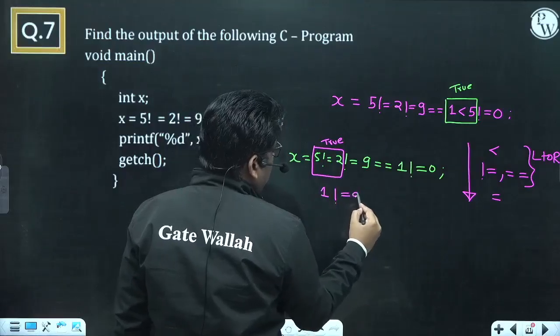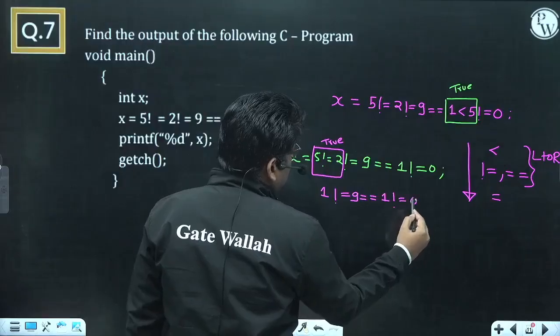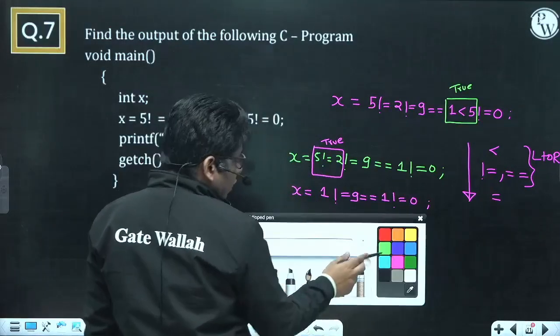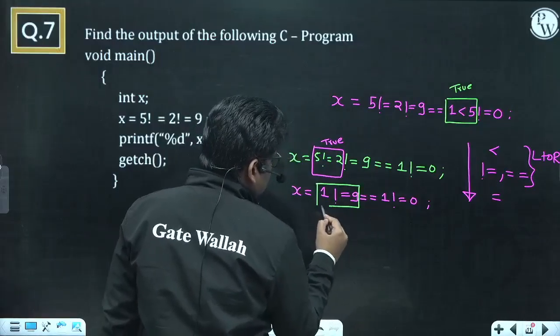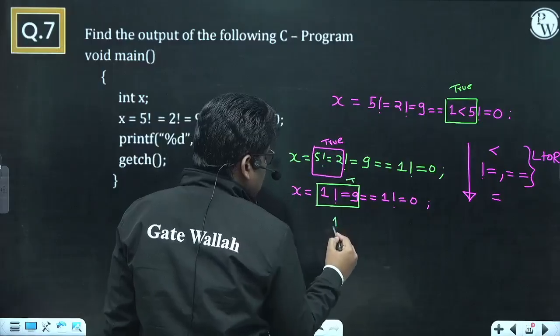Now we have 1 not is equal to 9, double is equal to 1, not is equal to 0. Okay. Now which one would be evaluated next? Sir, from left to right, this one is coming first. So 1 not is equal to 9 is again true. That is why the result is 1.